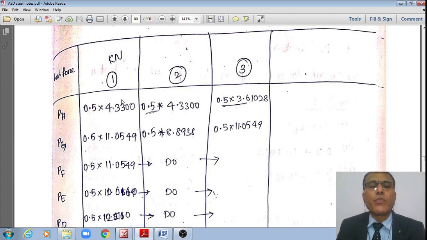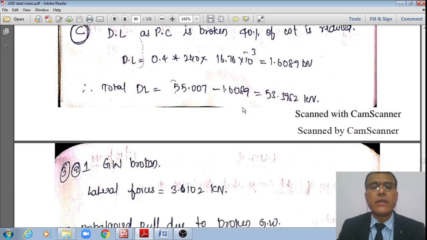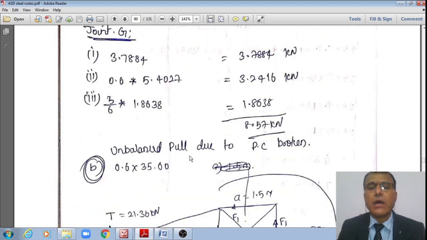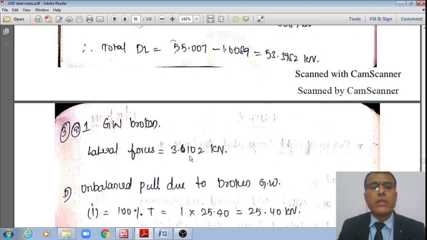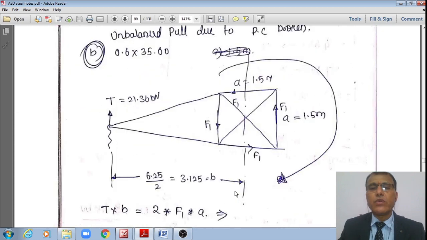Now instead of 4.33, we have just seen that it works out 3.61028. This value, right? That value I am recalling. However, in addition to that, we do have the unbalanced pulls as well as the change in dead loads that you need to see, right?